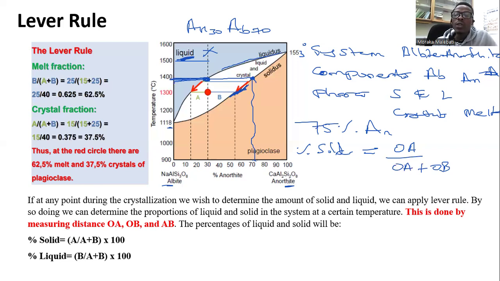So if we want the proportion of the solid, we go the opposite direction and say OA. But if you want the percentage of the liquid, of the melt, the melt is this way, so the opposite direction is that way. We say OB divided by OA plus OB, and we mustn't forget to multiply by 100. That's how the lever rule is calculated.